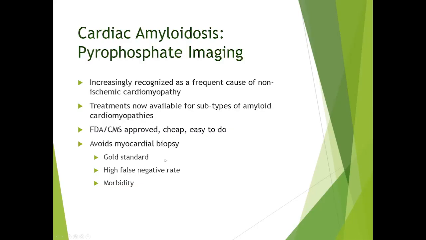But as mentioned at the beginning of the talk, the newest arrival in the clinical realm that is being used routinely is for looking at cardiac amyloidosis with pyrophosphate imaging. Again, it's increasingly being recognized as a frequent cause of non-ischemic cardiomyopathy. There are treatments now available for subtypes of amyloid cardiomyopathies, and it is FDA and CMS approved. It's relatively cheap and easy to do.